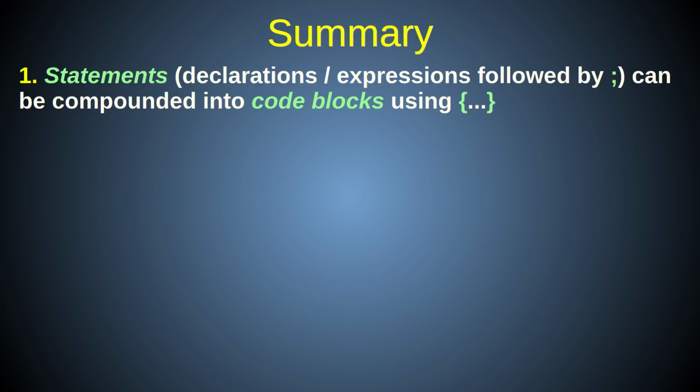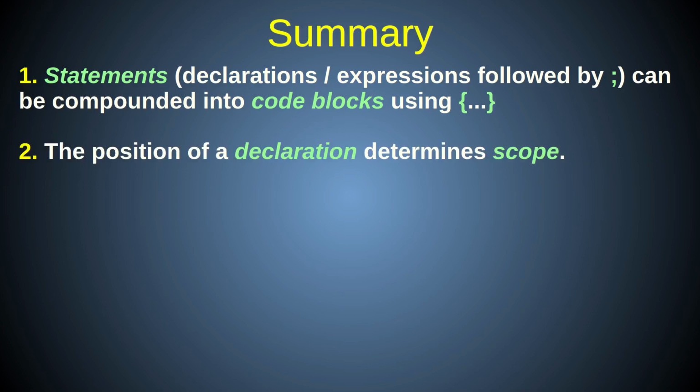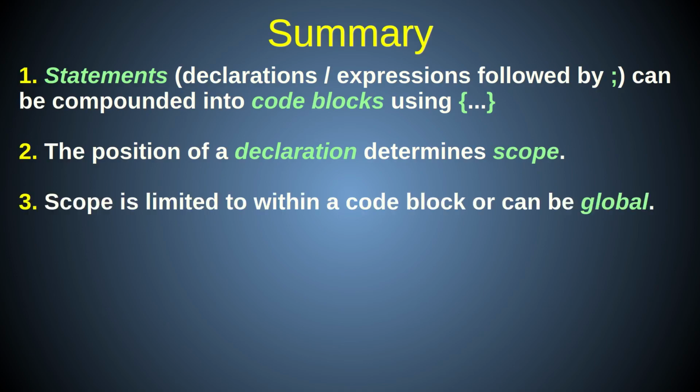In summary, statements are one or more declarations or expressions terminated with a semicolon, and compound statements can be made by grouping statements in between braces. Declarations of variables and functions must come before they are first used in order to be in scope. Scope is limited to within the code block an item is declared in, or can be global if the declaration is made outside and before all code blocks.